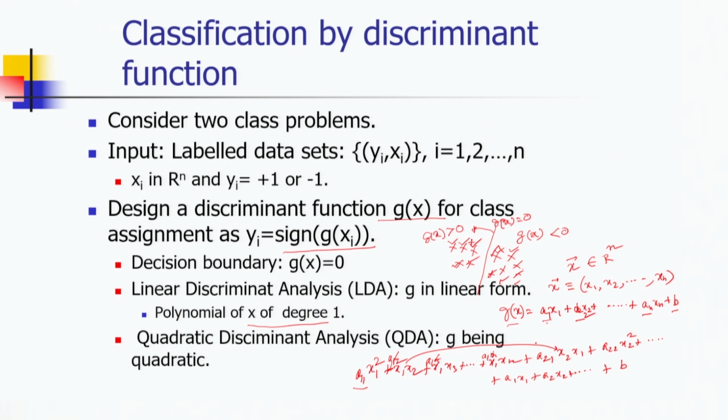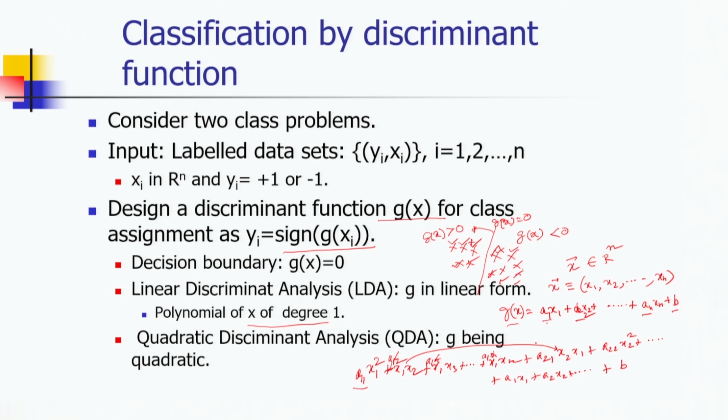You have to get those coefficients which define a function, and then using that function, given any x, you evaluate the functional value. If the functional value is positive, then you assign the class label 1. If the functional value is negative, then assign the class label -1. If it is 0, then it is on the boundary. What decision you take depends upon it. So this is the classification problem using a discriminant function.